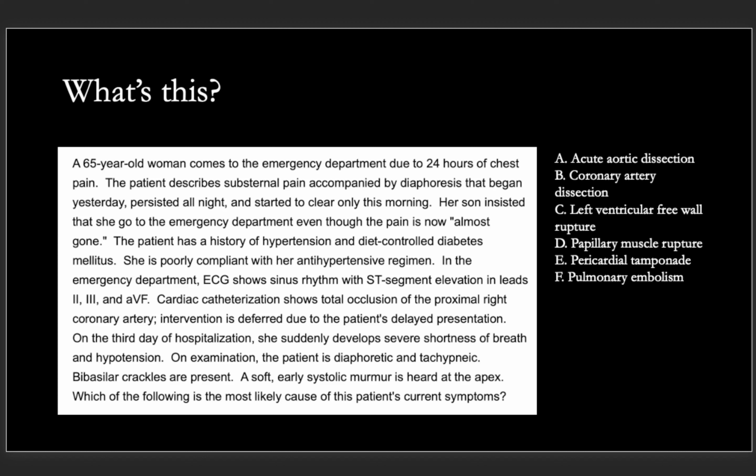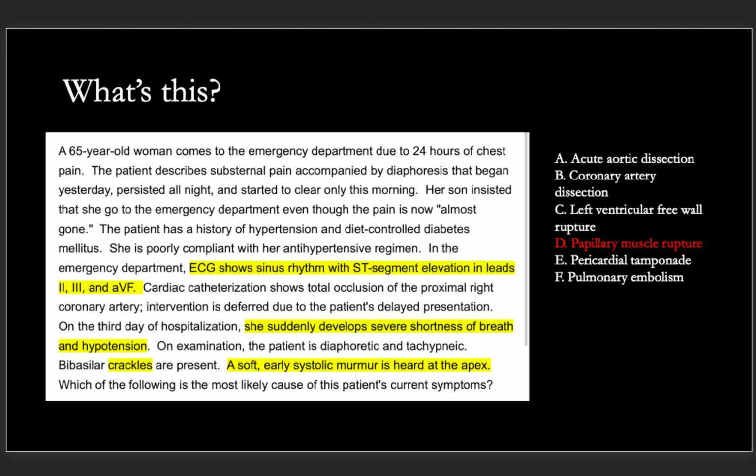We have someone with 24 hours of chest pain. She's been sweating. If we skip all the other details, she had a heart attack. On the third day of hospitalization, she developed shortness of breath. A soft early systolic murmur is heard at the apex. So we know that this is either going to be PMR or interventricular septal rupture. And when we see the word soft, we start thinking about papillary muscle rupture.